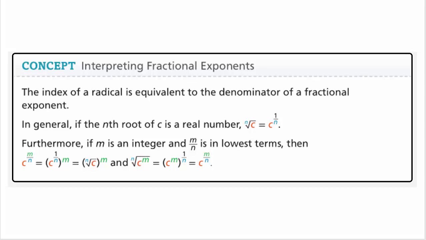So here is the rule written out for you. If we have the nth root of c, that's equivalent to c to 1/n. If we actually have something in the numerator, that becomes the power on the outside. So you might want to pause and write this down.